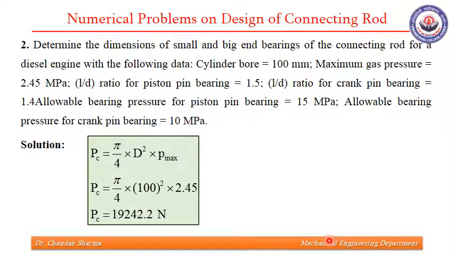We know that the piston pin and crank pin are designed for the maximum force coming onto the connecting rod, PC, which is π/4 D² into P max. For the given values of cylinder bore and P max, the value of PC comes out to be 19242.2 Newton.